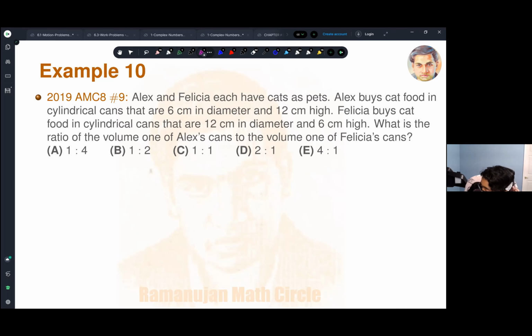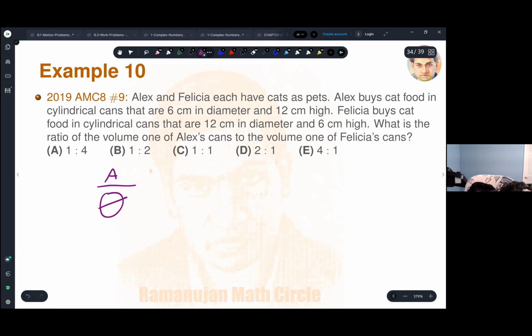Okay, so now let's try to find the volume of each of them and just find the ratio. So I'm gonna go with Alex first because he's just first in order. So 6 centimeters in diameter. So remember, diameter means this. So you want the radius.